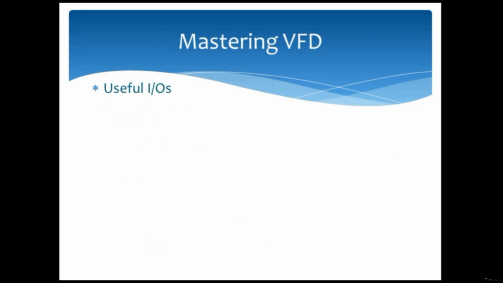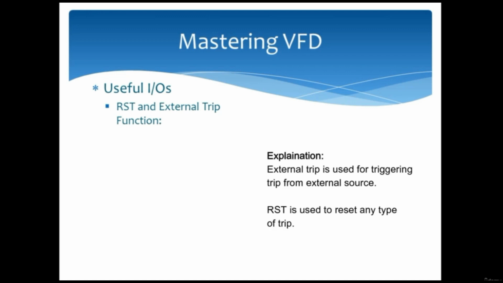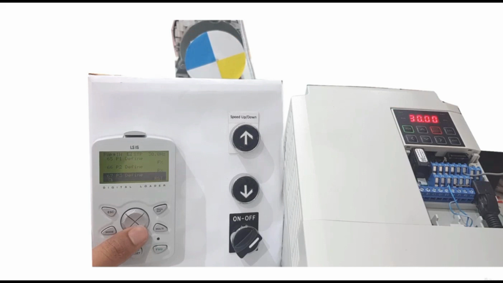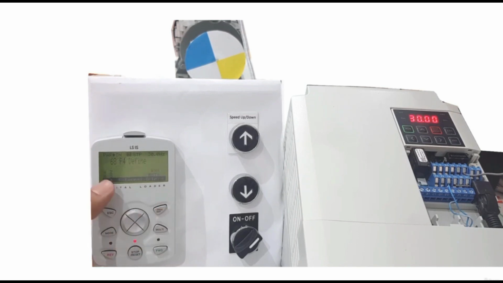There is a function named RST and another function named external trip. External trip is used in case we need to trip the VFD by external means, and RST function is used to reset the VFD. I will assign P3, which is parameter IN67, as RST, and P4, which is parameter number IN68, as external trip. And that's it. I will come out to the main screen.